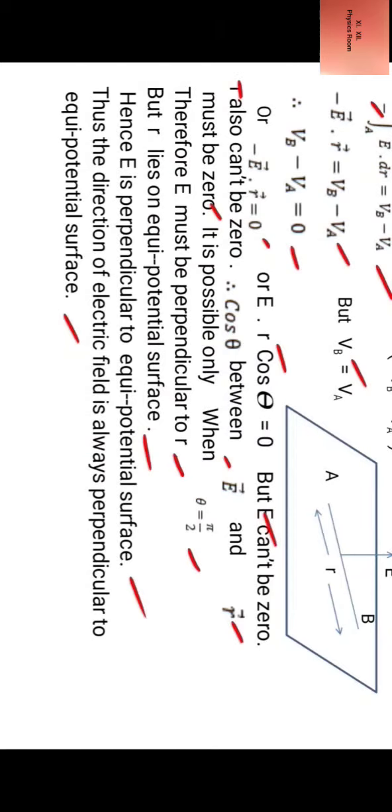So, this is the third feature. We have learnt the salient features as number 1, work done in moving a charge on an equipotential surface from one point to the other is always 0. Number 2, magnitude of electric field E is equal to dV by dr, and direction of E is always perpendicular to the equipotential surface.